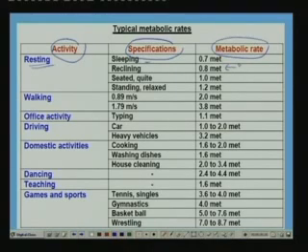And if he is seated quiet, as I said, the metabolic rate is 1 met. In fact, this is the definition of met. And if he is standing in a relaxed manner, the metabolic rate is 1.2 met. Like that you can see the metabolic rates for different activities, for example for walking, for office activity, for driving, domestic activities, dancing, teaching, games and sports, etc.